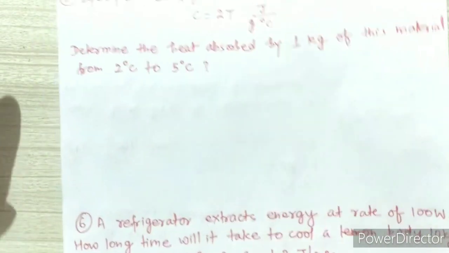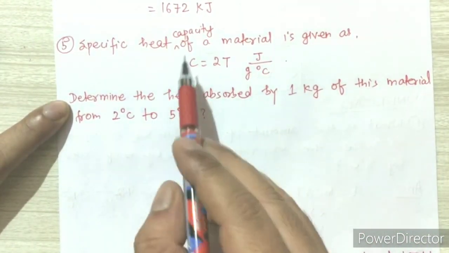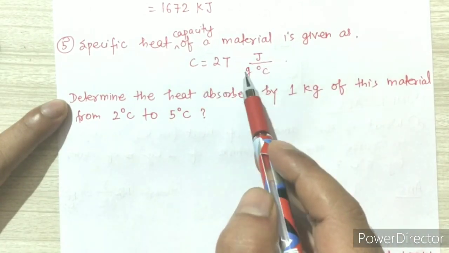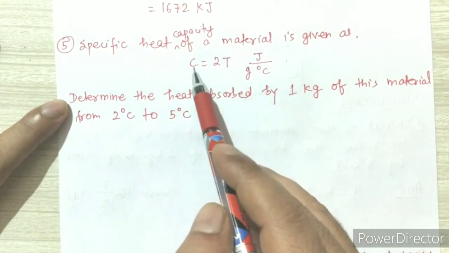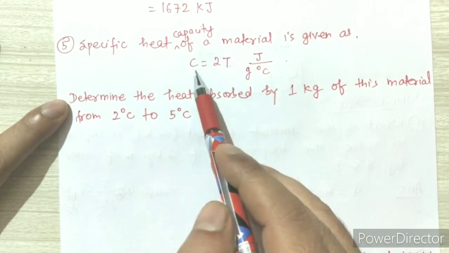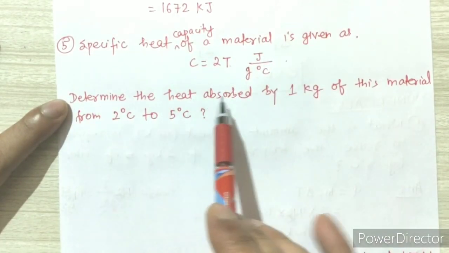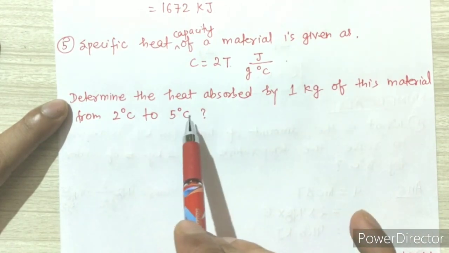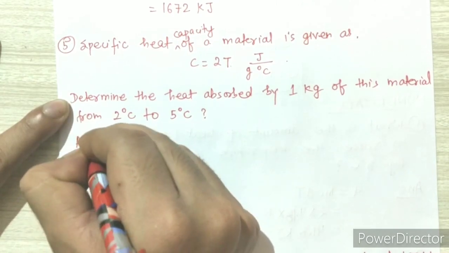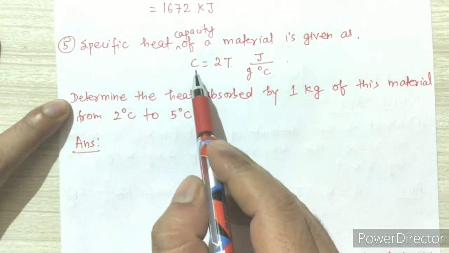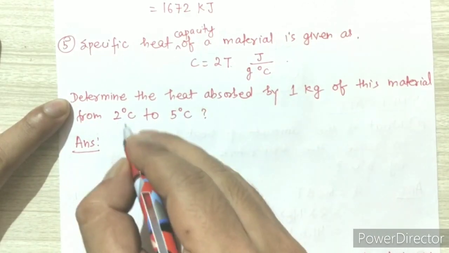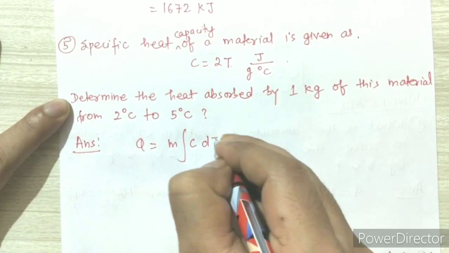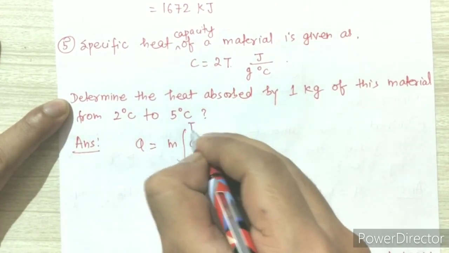Now see question number 5. The specific heat capacity of a material is given as C equal to 2T joule per gram per degree Celsius. Here we can see that specific heat is a function of temperature, which is not constant. Determine the heat absorbed by 1 kg of this material from 2 degrees Celsius to 5 degrees Celsius. As we discussed earlier, when the specific heat is not constant, to find heat we apply this formula: m integration of C dT from T initial to T final.